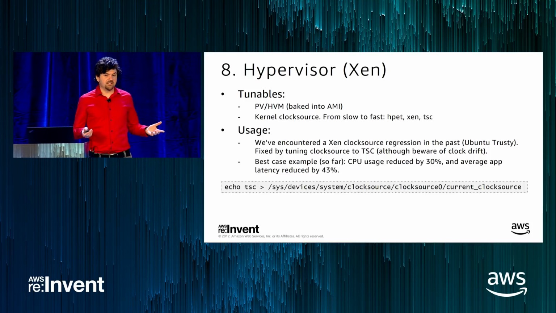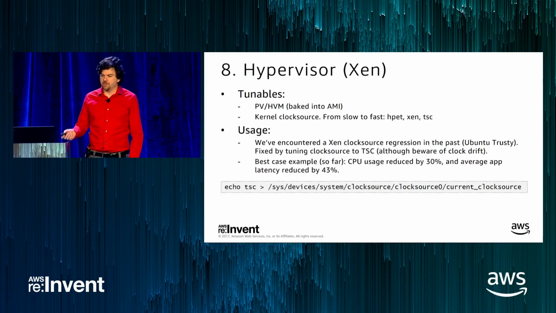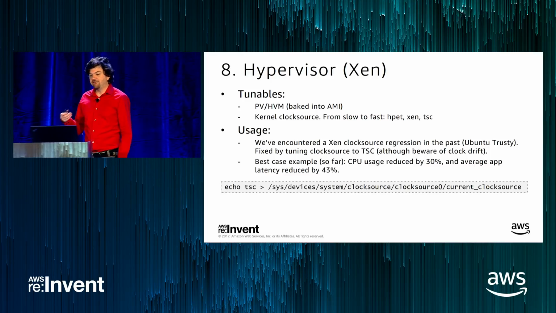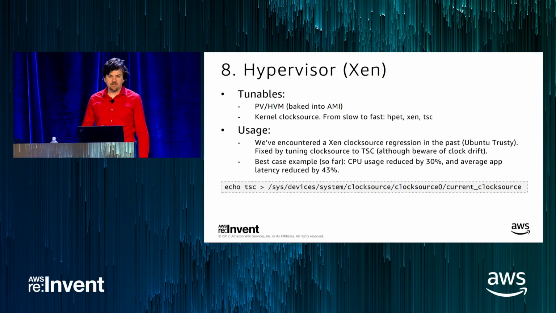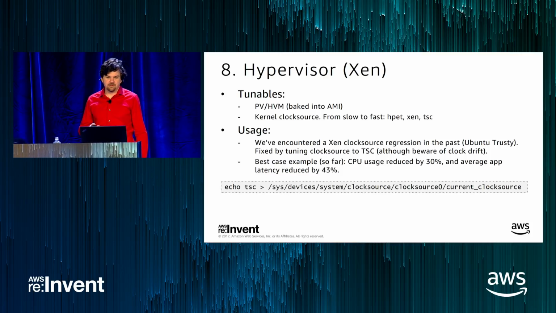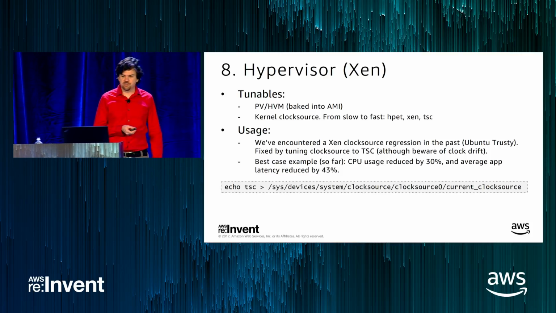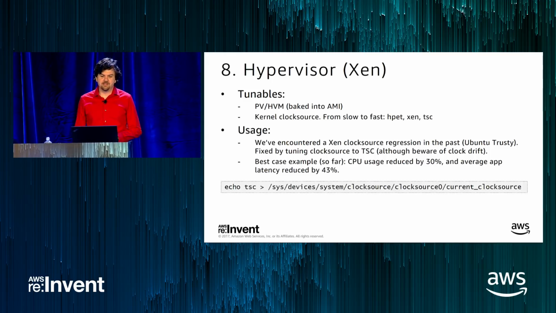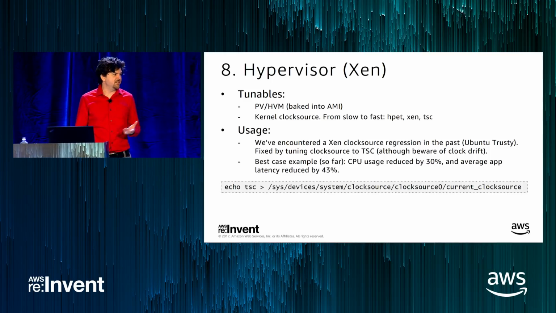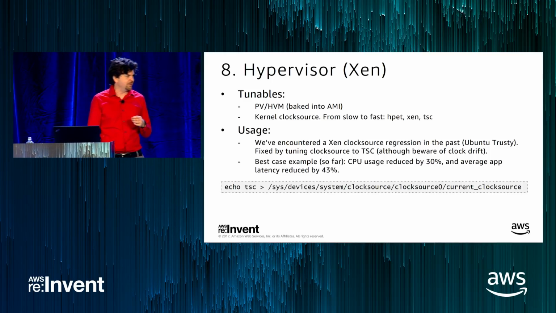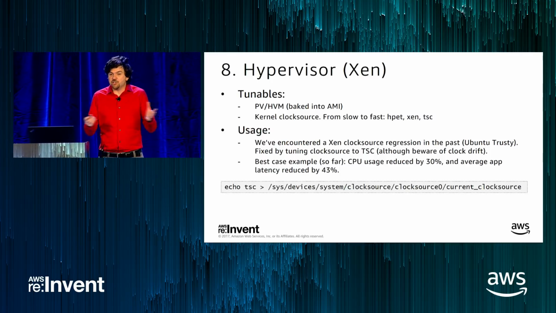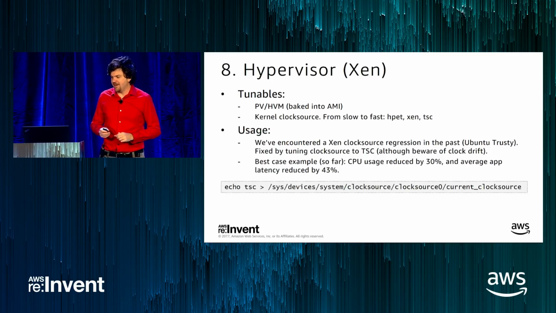The clock source is something that we have tuned for a while. There are different clock sources available. And we encountered a Xen clock source regression in the past. The best case was reducing CPU usage by 30% and average application latency by 43%, just by changing the clock type that our instances are using.